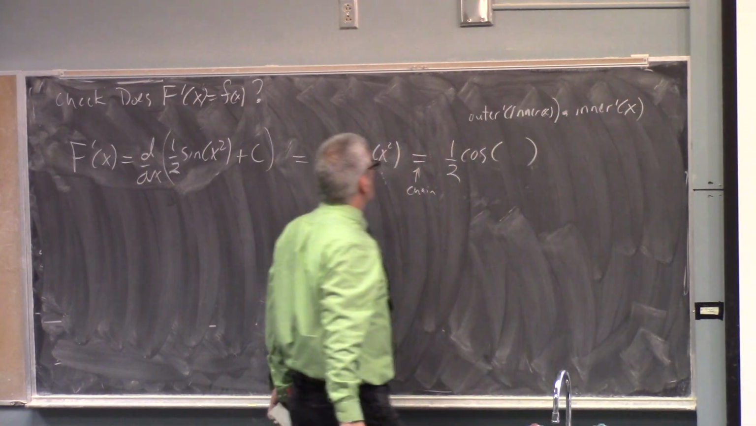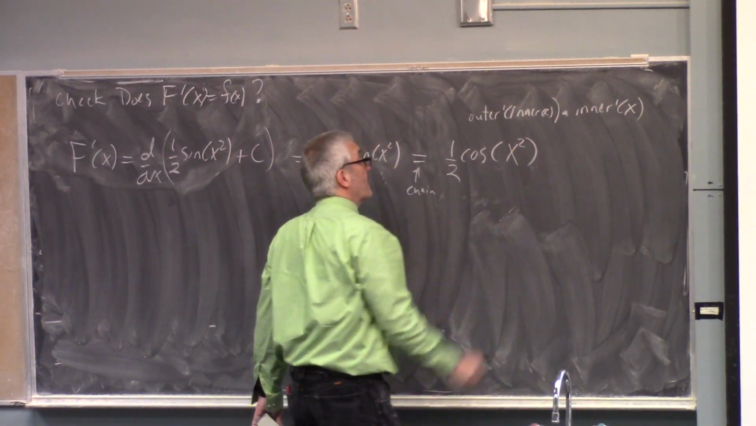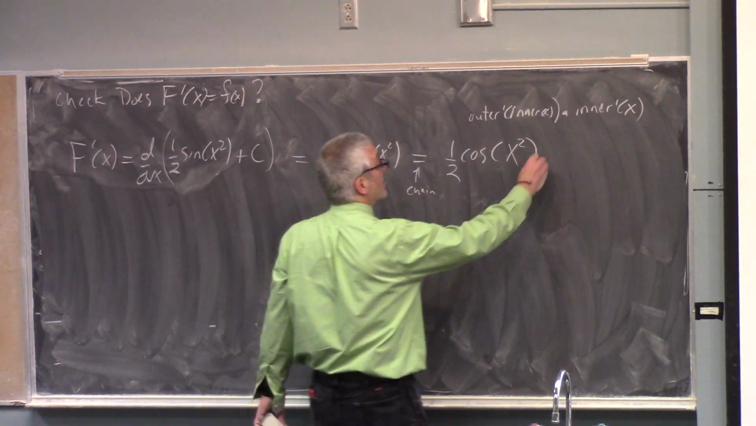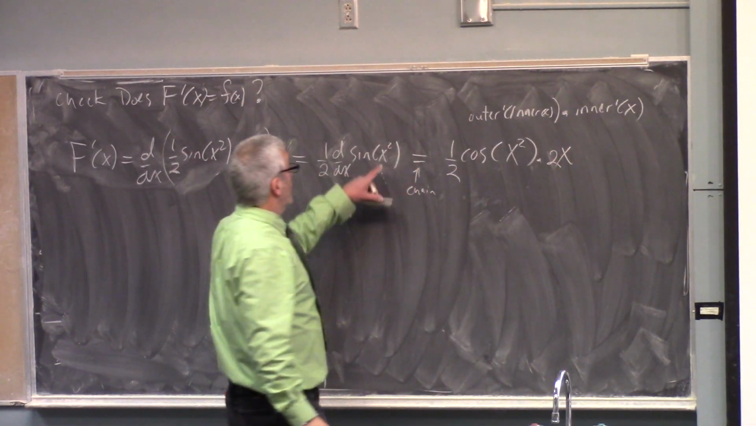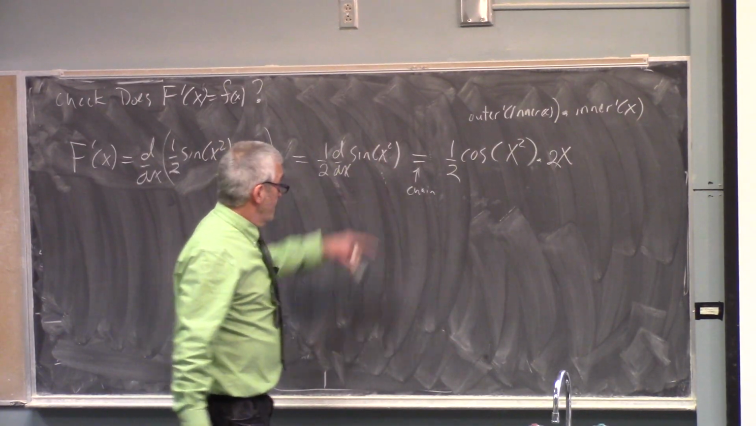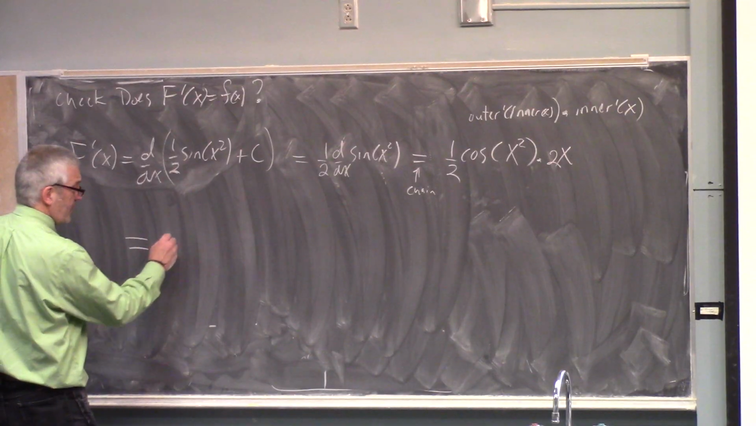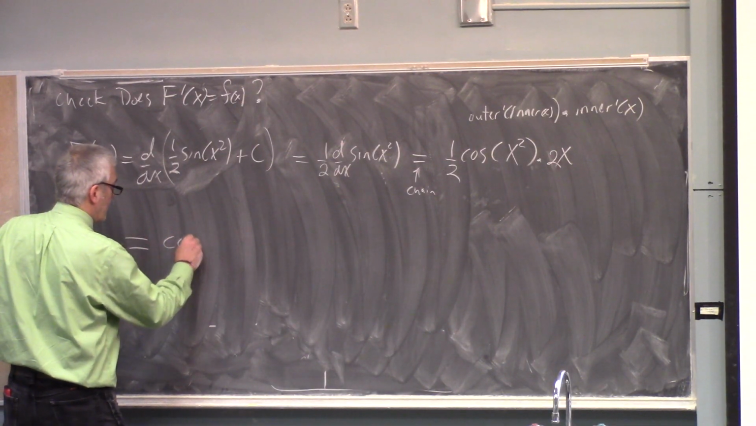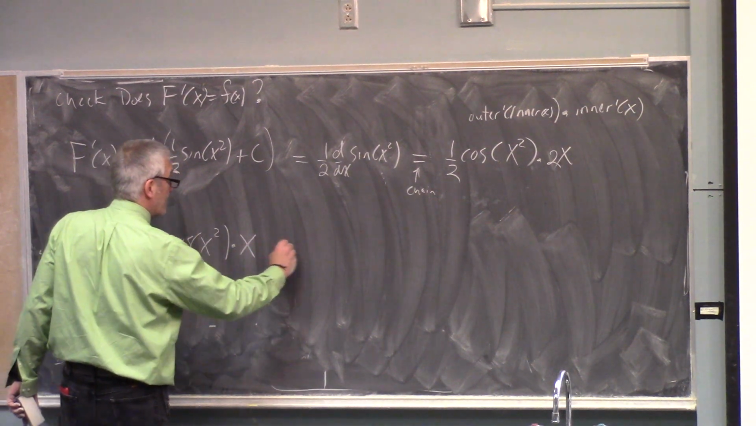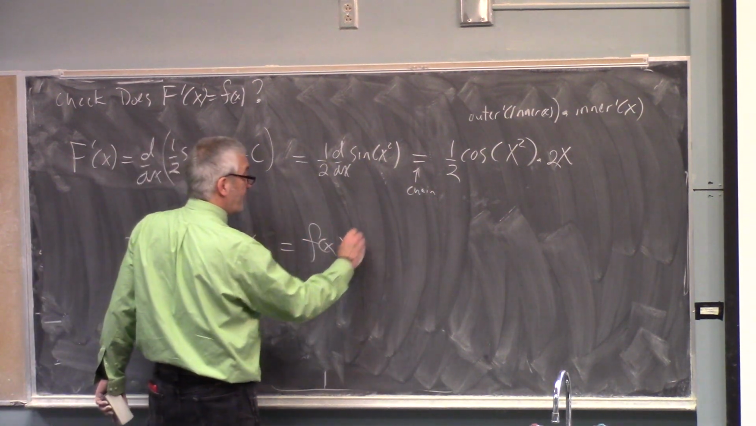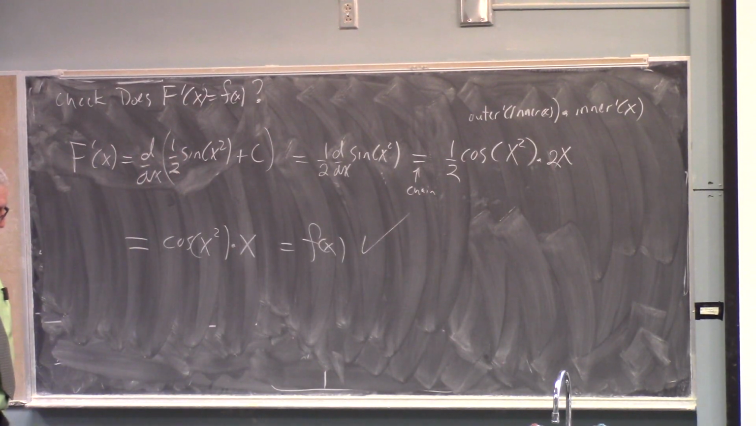So I'm going to put my original inner function back in there. And then I'm going to multiply by my inner prime. The derivative of the inner function is 2x. And so when I cancel the 2's, I get cos x squared times x. And that is little f of x. So we did find the general antiderivative of little f of x.